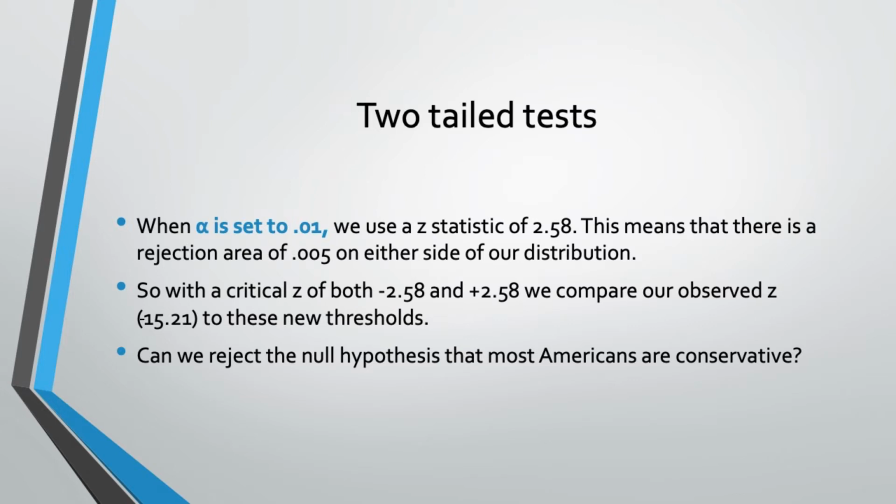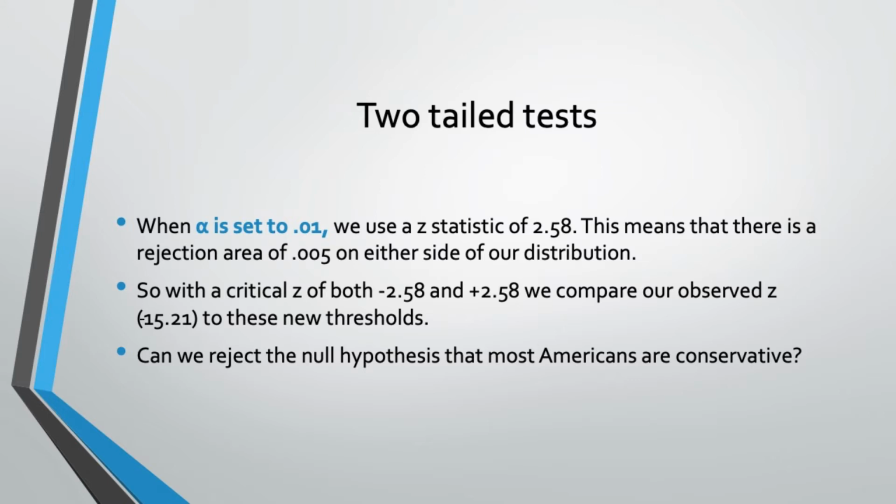So when we set alpha to 0.01 and we're doing a two-tailed test, we are using a z statistic or a critical z of 2.58. This means that there is a rejection area of 0.005 on either side of our distribution. So basically our critical z is negative 2.58 and 2.58.